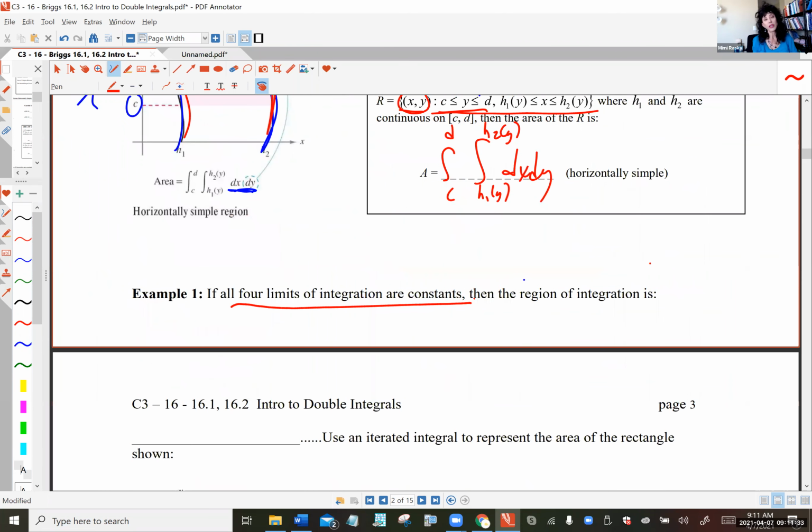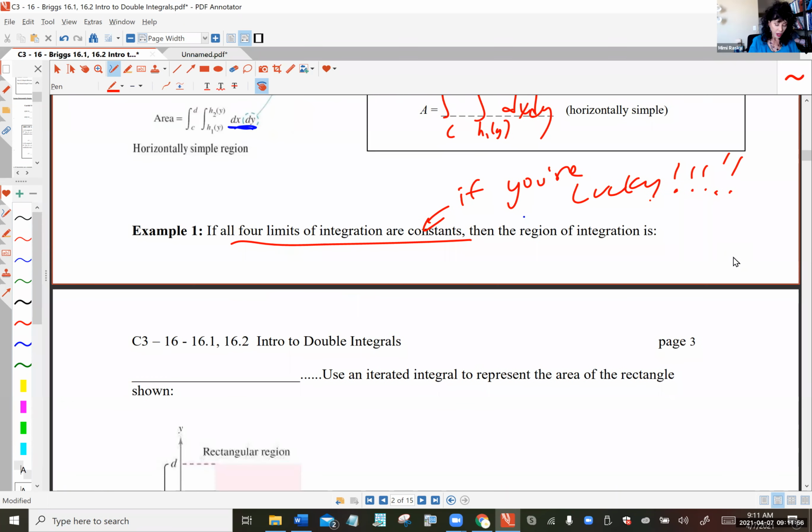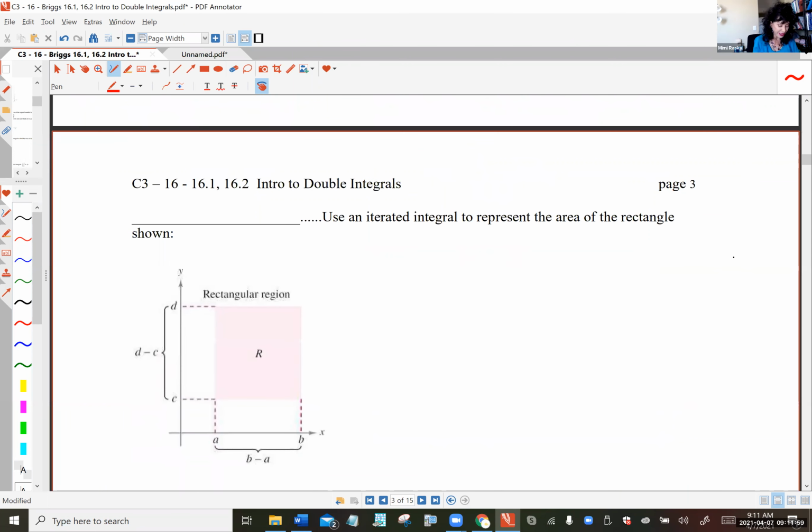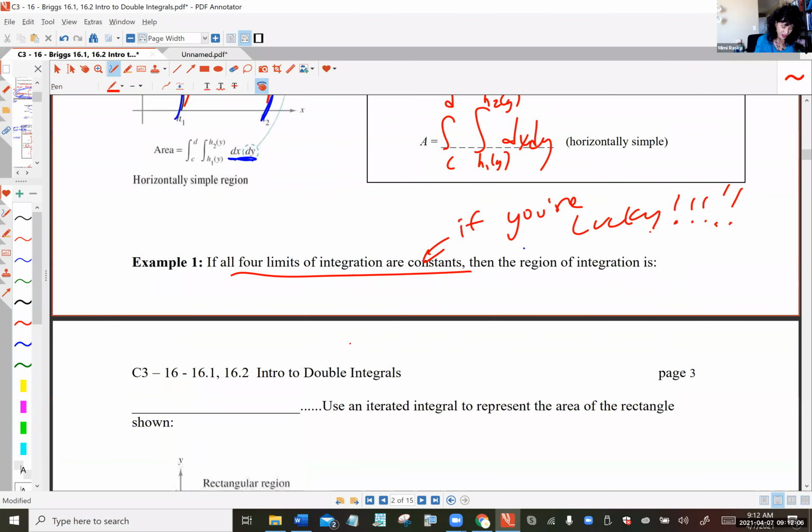If all four limits of your integral are constant, which can happen, and if you're lucky, usually I never give you something this easy for area. I may give you something easy like that if we're going to use a double integral for something harder. But anytime all four limits are constant, what it means is that you're really just finding the area of a region that's rectangular, like that. So the region of integration is rectangular.